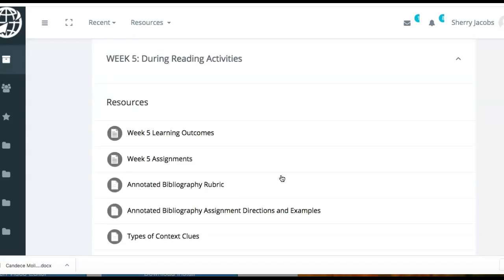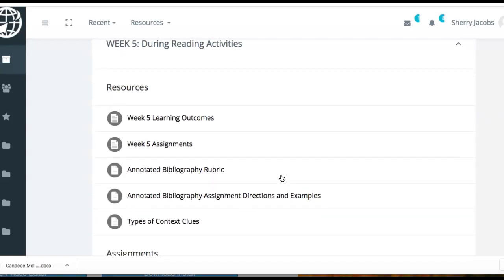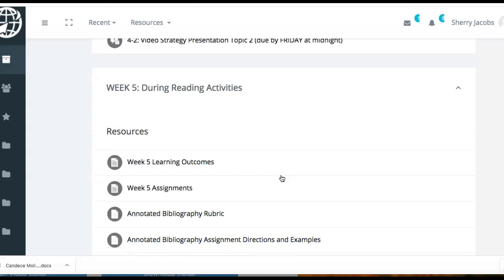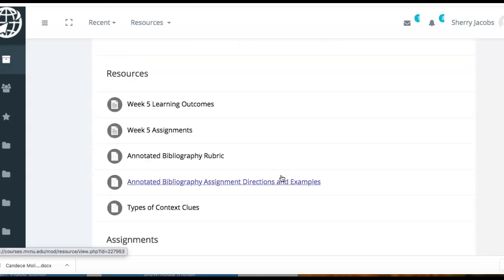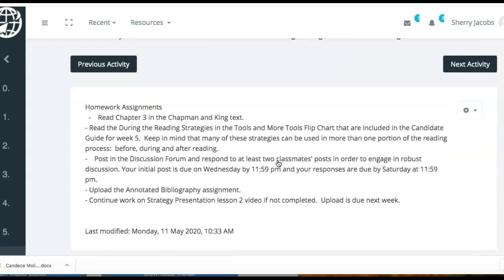And since that's a pretty short bit of information, we're going to go ahead and do week 5. In week 5, the focus will be not on before reading activities, but during reading activities. Activities that you would use during the reading itself, that you could teach your students how to attack something while they're reading. Here are the assignments.